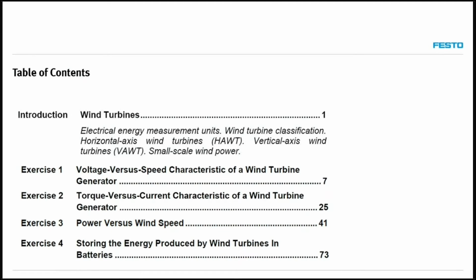So 4 exercises, one which talks about the voltage versus speed characteristic of a wind turbine generator. A second exercise talking about the torque versus current flowing through the turbine generator. Third exercise about wind power versus wind speed. And finally, how to store the energy produced by the wind turbines in batteries.